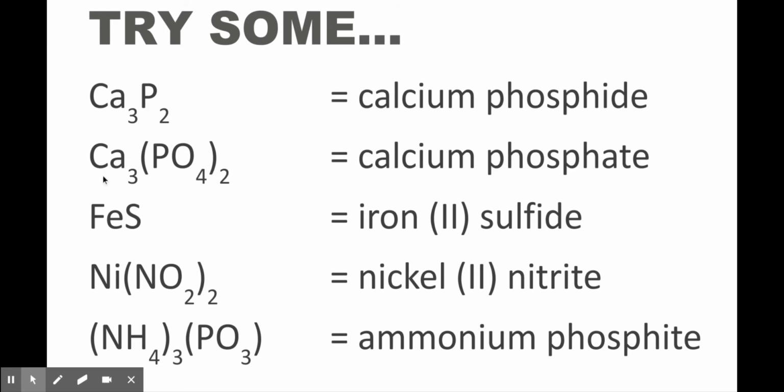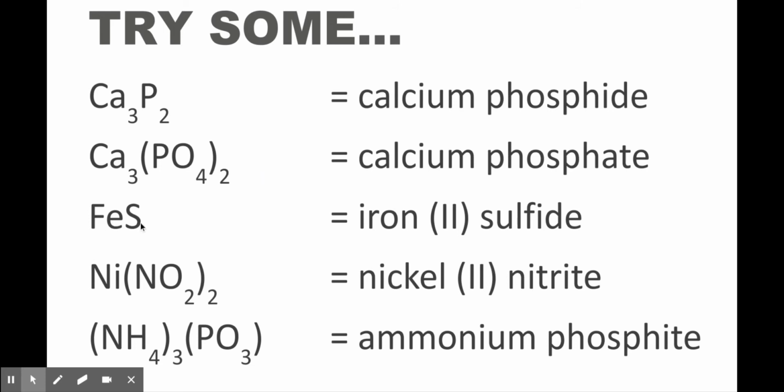Now, this next compound is calcium and phosphate. So since the cation is a single element, you're just going to write the name of that element. It's calcium. Since phosphate is a polyatomic ion, you're going to use just the name of that ion, phosphate. So it's just calcium phosphate. Pretty straightforward. Now things get a little bit more fun.